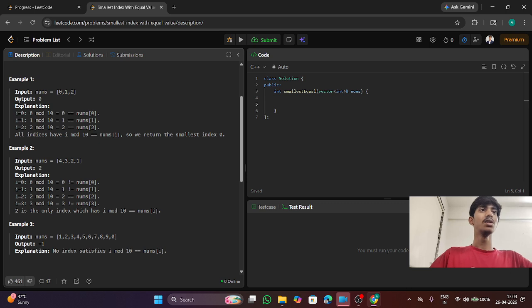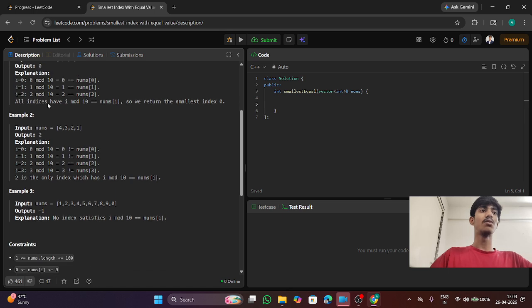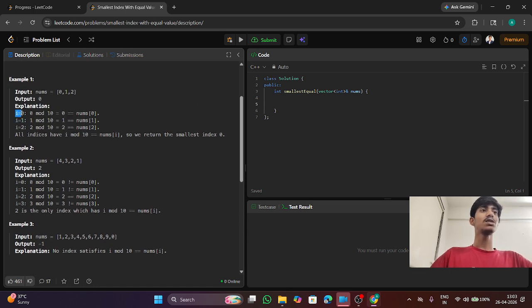For example, given input nums = [0, 1, 2], output 0. How? First, index i equals 0, 0 mod 10 equals 0, and nums[i] value is also 0, so it is true. And second, i equals 1, 1 mod 10 equals 1, so 1 equals nums[1], and nums[1] is also 1, so it is also true.